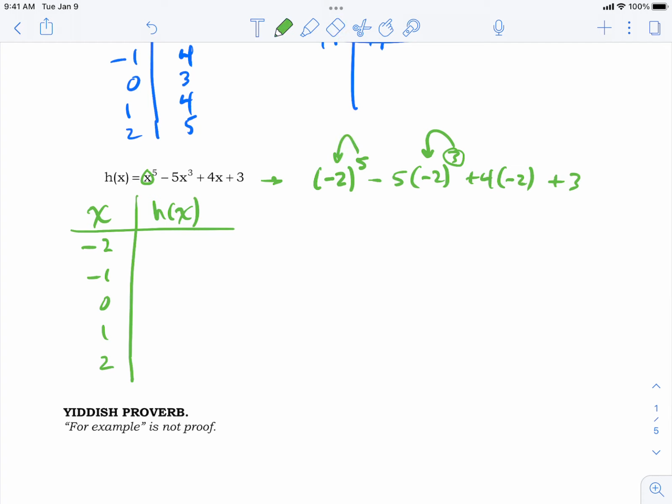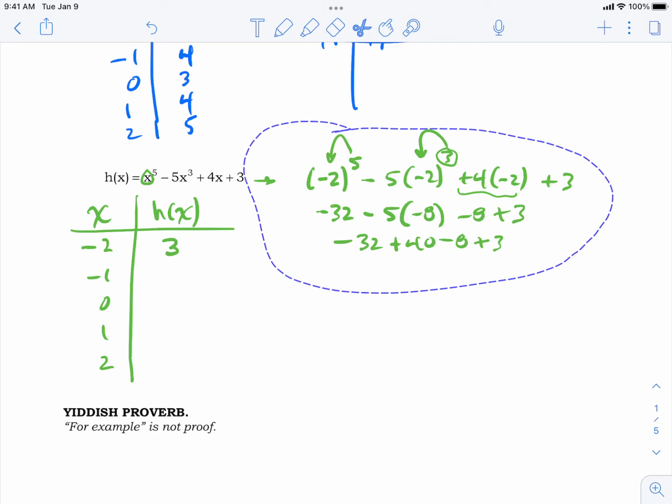Negative 2 raised to the fifth power is negative 2 times negative 2 times negative 2 times negative 2 times negative 2, which is negative 32. Minus 5 times a negative 2 cubed, which is a negative 8. I suppose this one we can just go ahead and say that's a negative 8, plus a 3. Negative 32, this is plus 40, minus 8, plus 3. And so what we end up getting here is a 3. Just a 3.